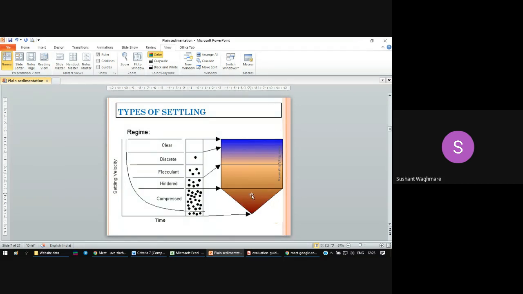So as you go down, the intensity or amount of particles to be settled, or amount of particles which are present in the water, are getting higher and higher. At the top, you'll be getting somewhat clear water, but as you go down, you'll be getting the heavier or rather more solid particles.